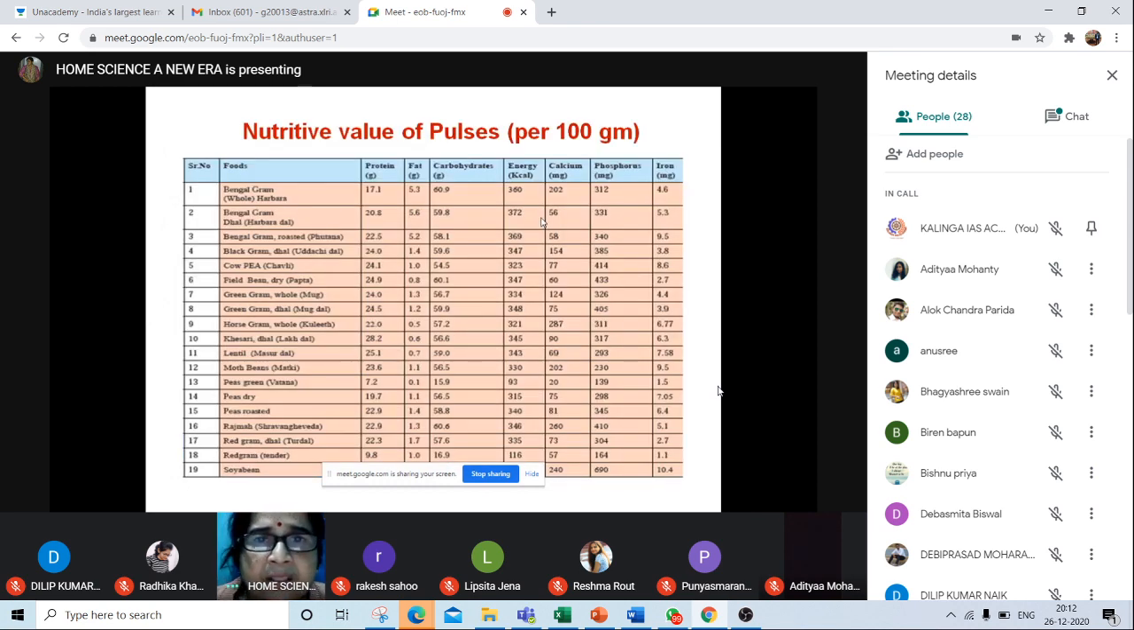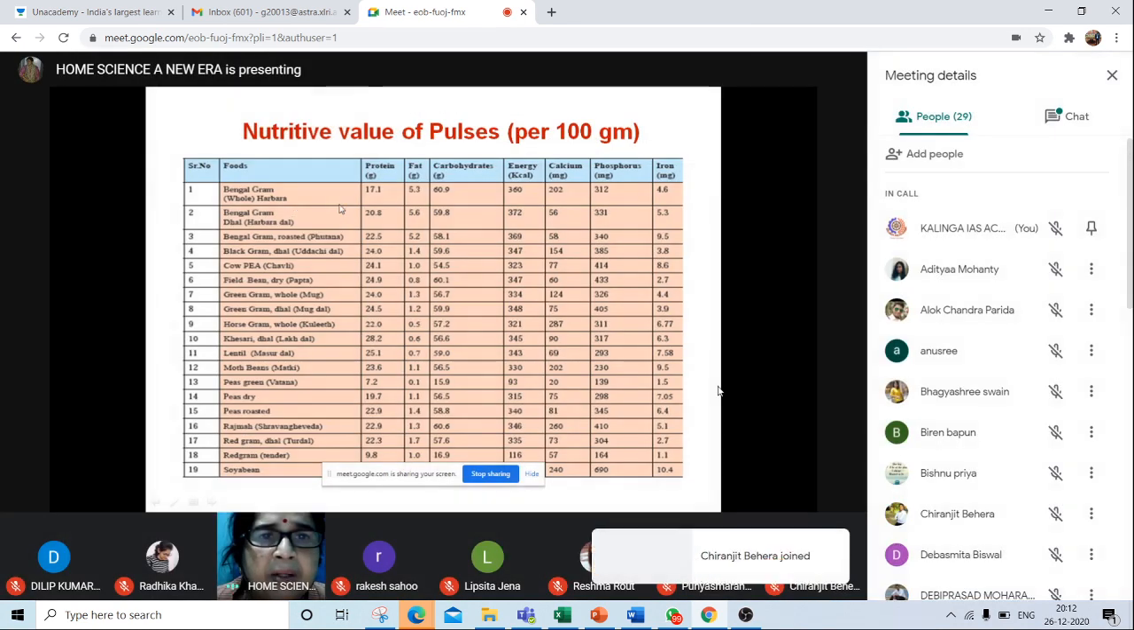So this is the nutritive value of the pulses for 100 gram. Already have discussed, that is single gram, protein 17.1 and carbohydrate 60.9. And your energy value is here, 360 kilocalories.